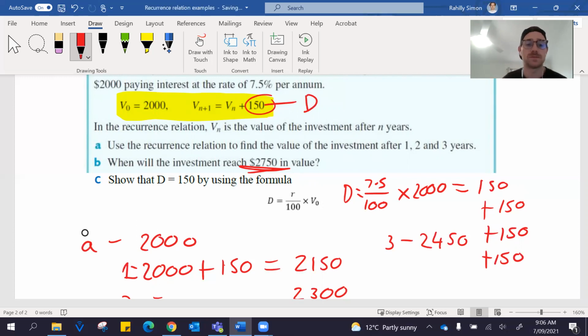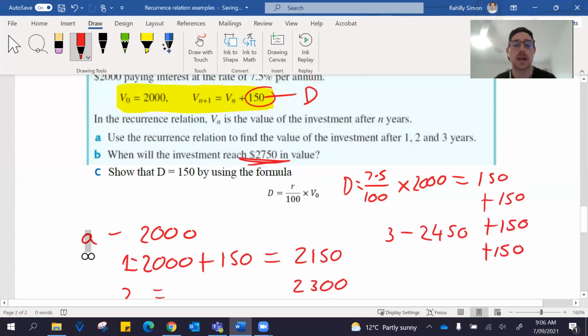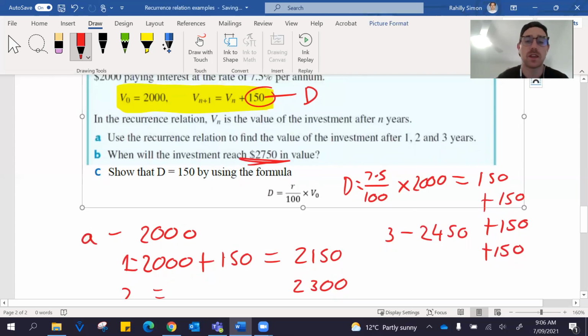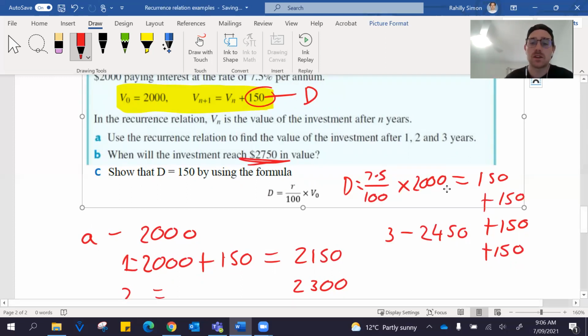Okay, so to work out after 1, 2, and 3 years, or 4, 5, 6, 7, you're just adding our value for D after each year. You can then use that to work out when the investment will reach a certain amount, and to calculate our D, we use the formula D equals rate divided by 100 times our principal.